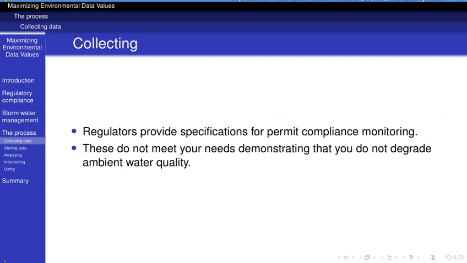Compliance monitoring requirements are defined in each permit. They specify the water quality constituents that are to be measured, the frequency of measurement, and often the sampling locations. Some permits also specify the model applied to chemical laboratory results. These requirements meet the agency's need to demonstrate their compliance with state statutes, but they do not provide sufficient data to demonstrate if your discharge impairs receiving water quality.